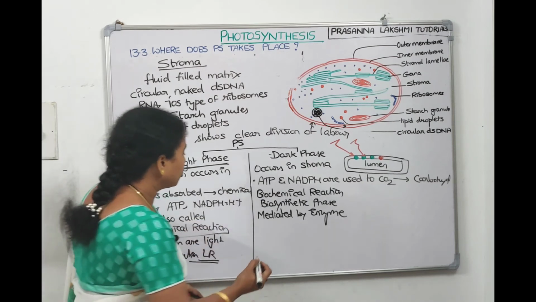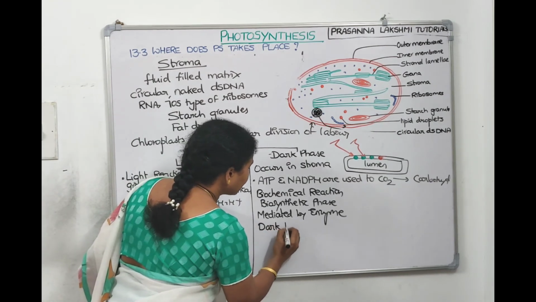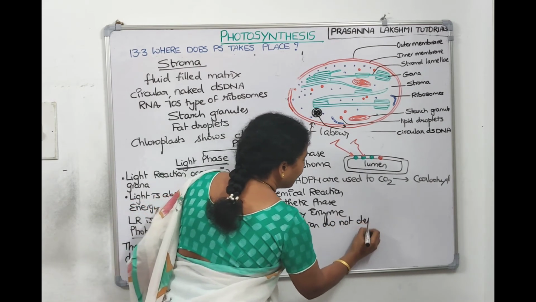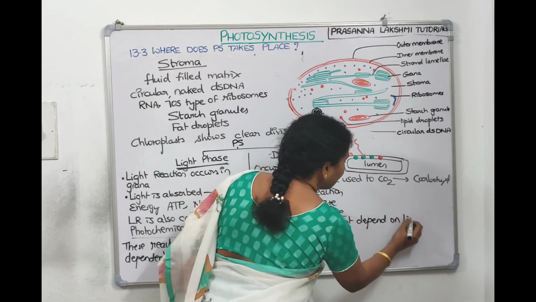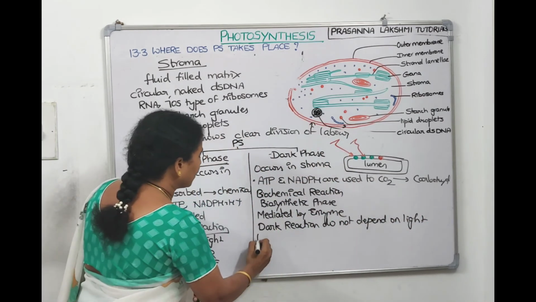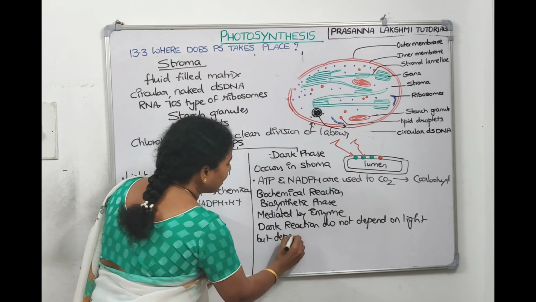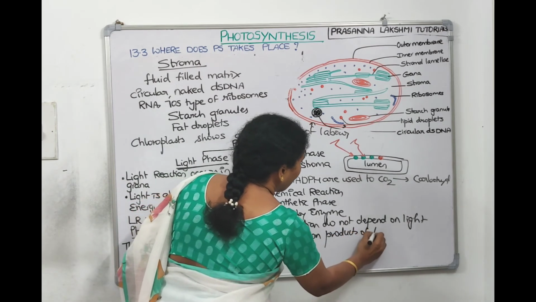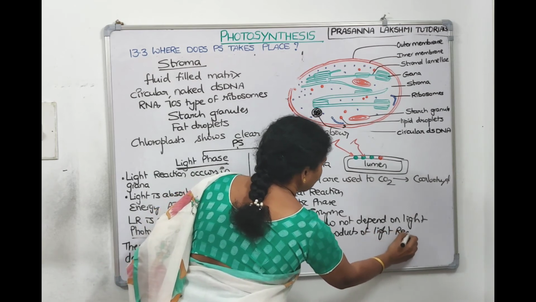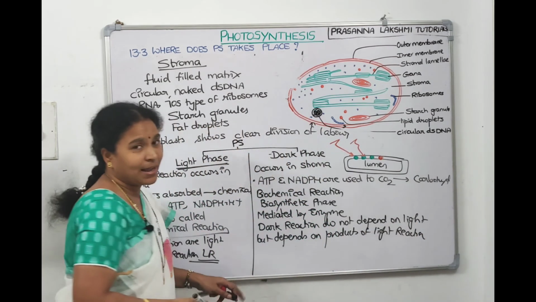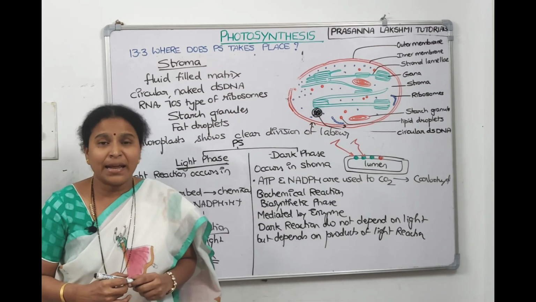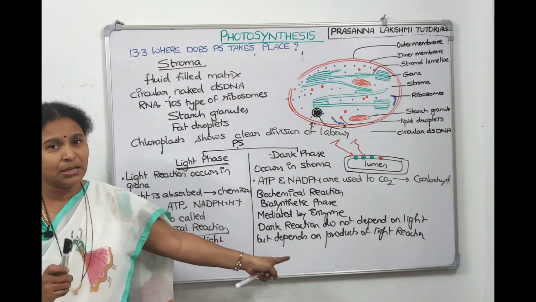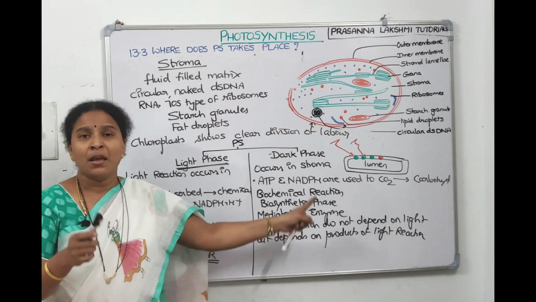So the dark reaction does not depend on light. Light is not required here, but it depends on the products of the light reaction. It does not depend on the light. So in order to differentiate, we call it a dark reaction. Don't think that dark reaction means it occurs at night time when sunlight is not there.